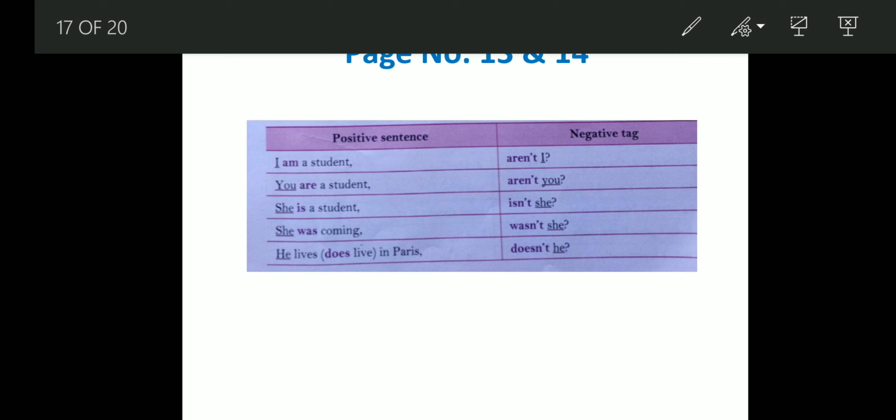He lives in Paris, doesn't he? Now see, over here, he lives in Paris. Lives is the main verb. Now if it is lives, it means does live, right? So I will make the question tag doesn't he, because lives cannot be used as a contraction itself. So we will say doesn't he, because lives means does live. It's the same thing.